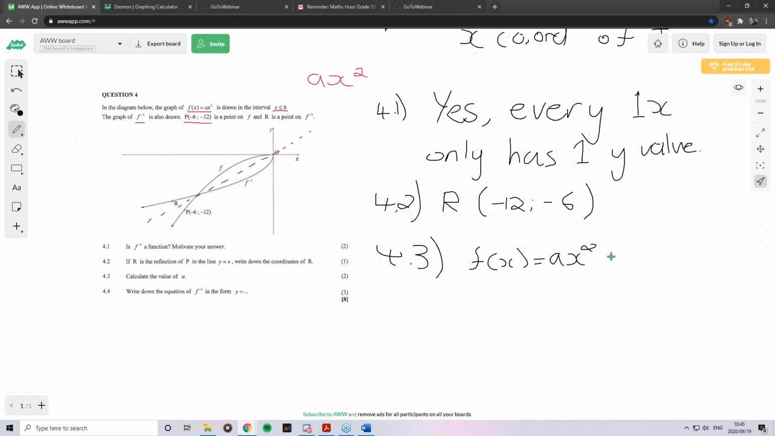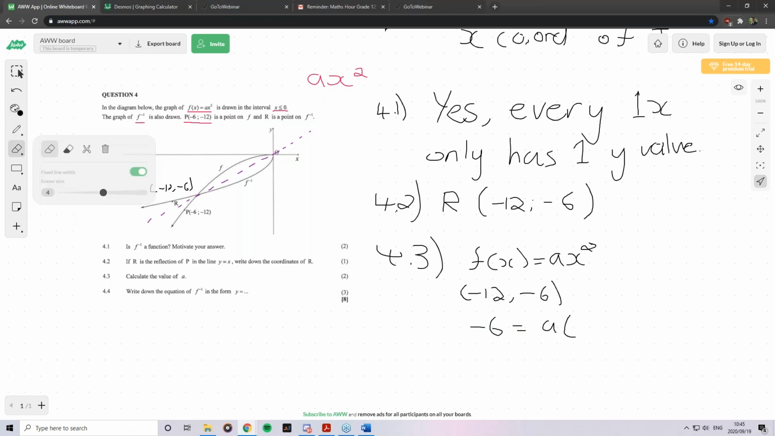So let's see what we have now. We've just calculated that in 4.2, R is the point minus 12, minus 6. There's not much else we can really note. We know that 0, 0 also passes the point, the origin. So this is just checking what information we have and trying to substitute in. Because there's really only one unknown here, you just sub in a value. So let's just put minus 12 and minus 6 into this function. So the function value at minus 12 is minus 6. So that means minus 6 is equal to a.